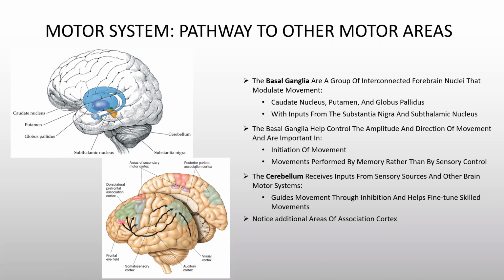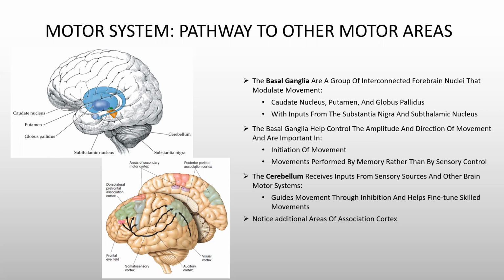The basal ganglia are a group of interconnected forebrain nuclei that modulate movement. The basal ganglia consist of the caudate nucleus, putamen, and globus pallidus, with inputs from the substantia nigra and subthalamic nucleus. The basal ganglia help control the amplitude and direction of movement and are important in initiation of movement, as well as movements performed by memory rather than by sensory control. All of those parts are shown to you on the left-hand side there.